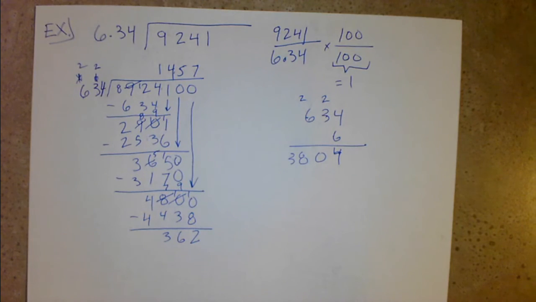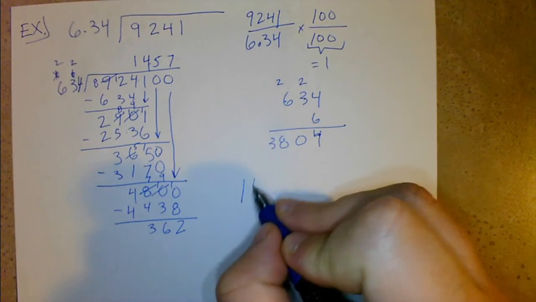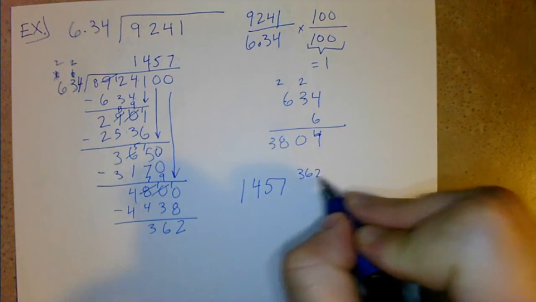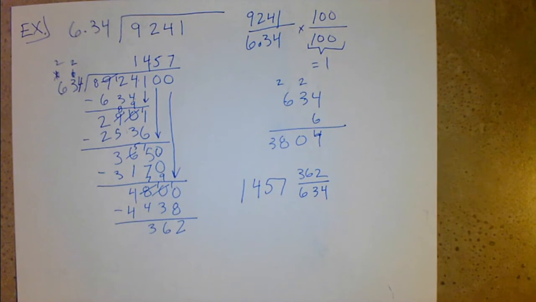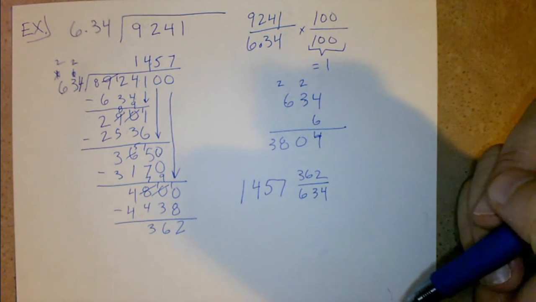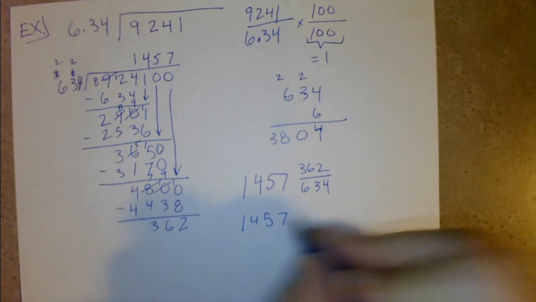Okay? So we can write this number as 1,457 and 362 over 634. Like that. Okay? Now that's a mess. I definitely know that 2 goes into both of these. All right, let's cancel a factor of 2 from the top and bottom. Let's simplify that fraction a bit.